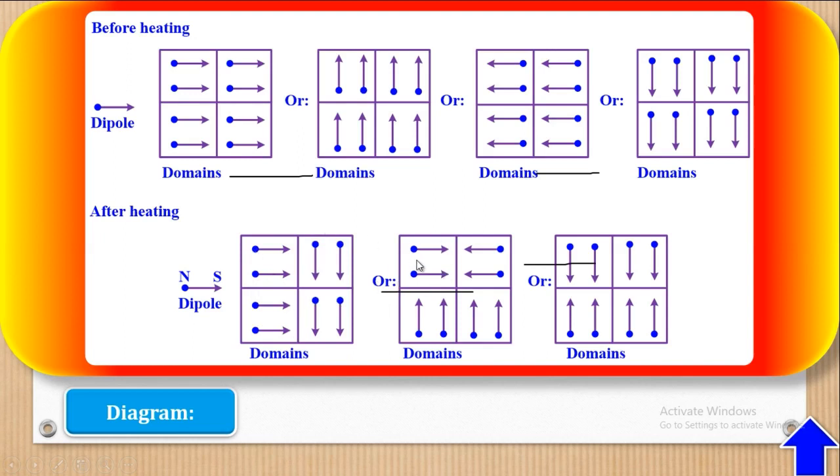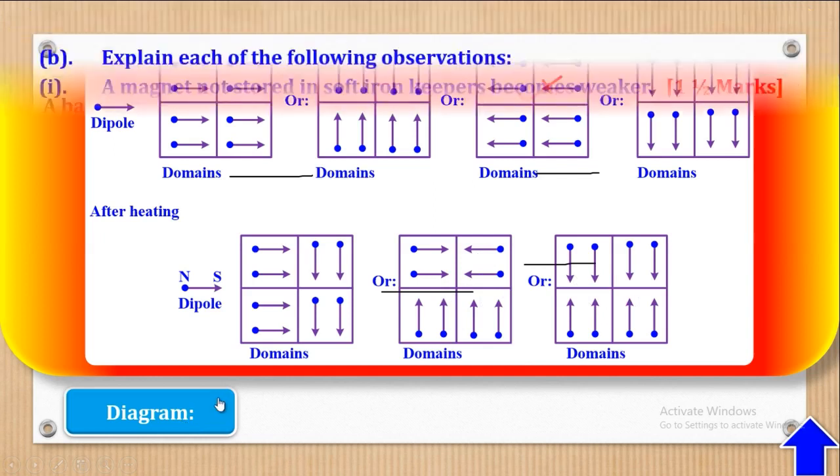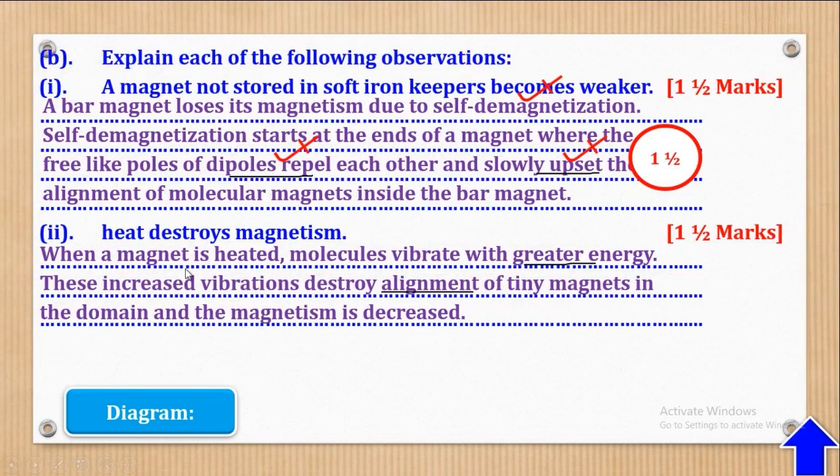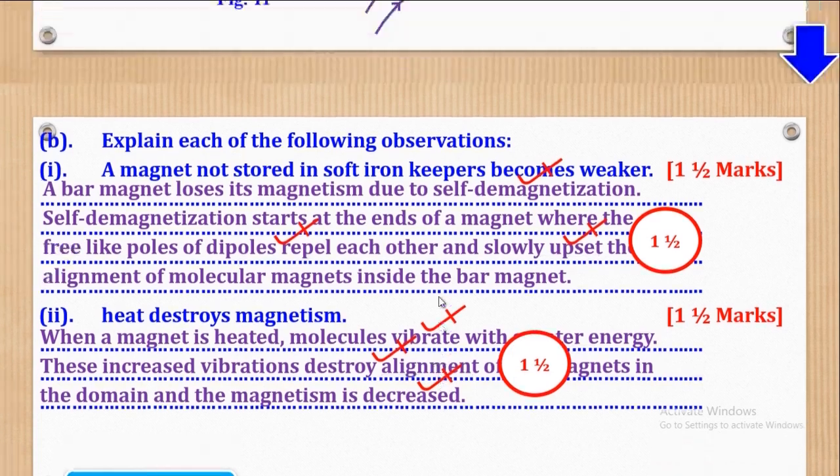The same applies here, some to the right, others to the left, and others upwards, meaning it is weakened, and the same applies to this. So basically that's why heat destroys magnetism. Now let's see how marks can be awarded. 1 mark for molecules vibrating with greater energy, another half a mark for destroying the alignment, another half a mark for decrease in magnetism. So basically that's how the 1.5 marks could come about.